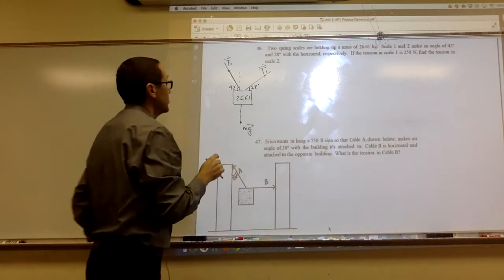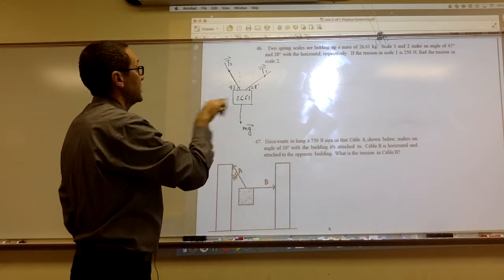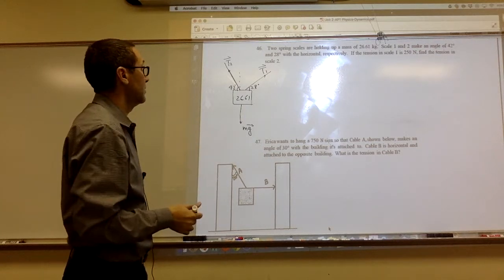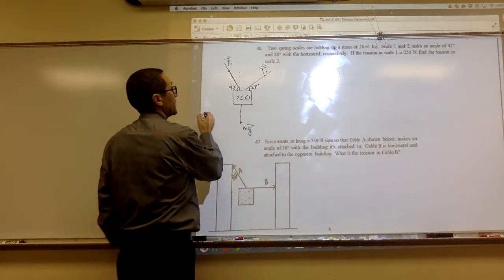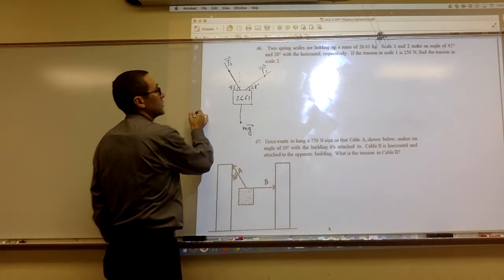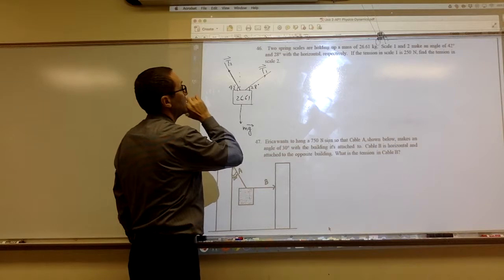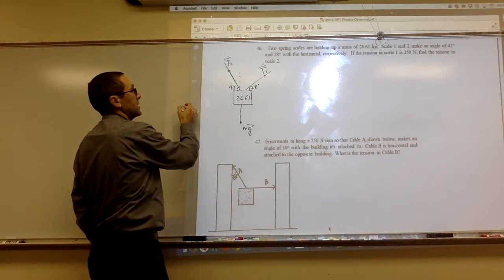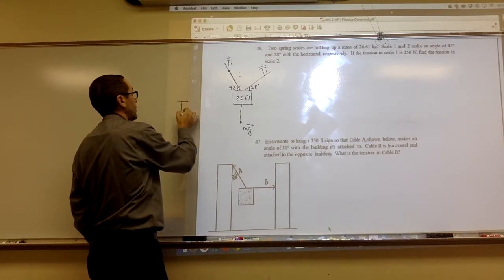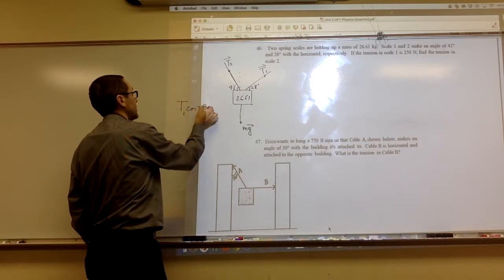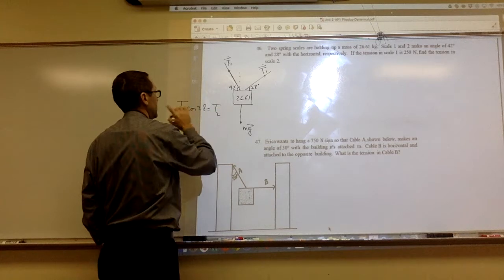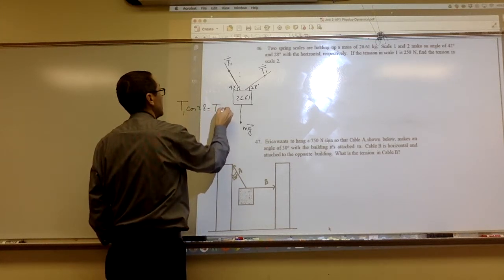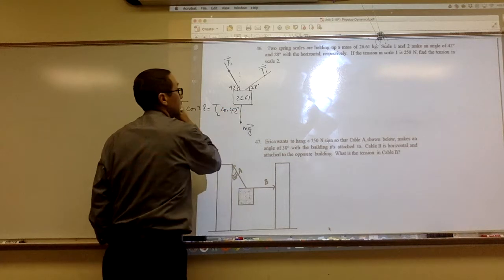Now I'm going to try to do this in the horizontal direction. If I can solve it in the horizontal direction, I don't need to do it vertically. So which one makes it 28 degrees? All right, it doesn't matter. So I'm going to say T1 cosine of 28 equals T2 cosine of 42.